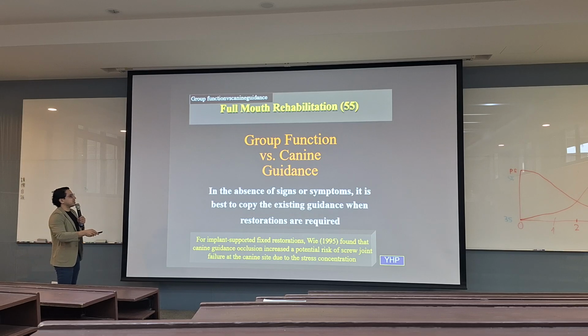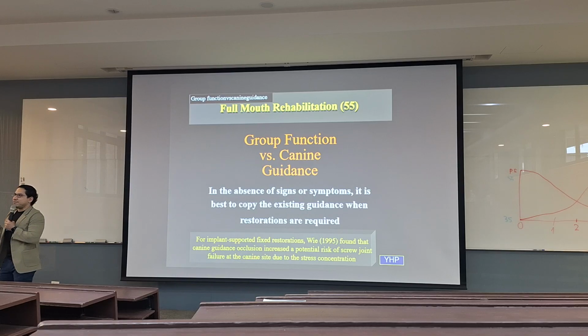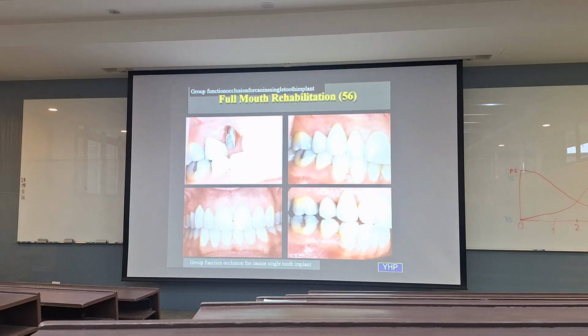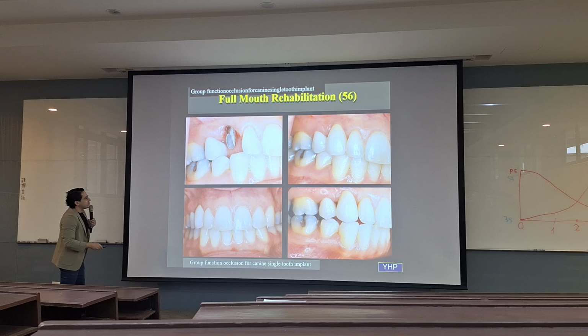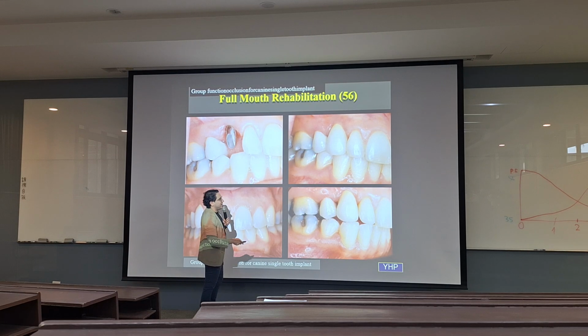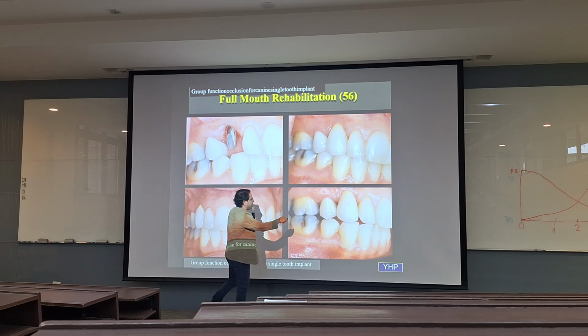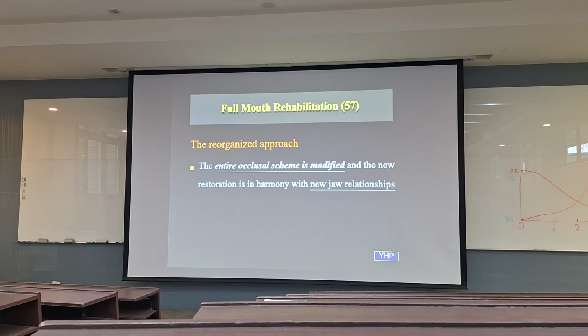And we have done some studies, and we know that when we put dental implants in the canine area, if you use the canine guidance, you will have more bone loss around that dental implant. So even if you have a single dental implant and you put your provisionals, everything goes smooth. So when you make the crown, you will make sure that the function will not be a canine guidance. It needs to be a group function so that the bone around that dental implant can be protected.